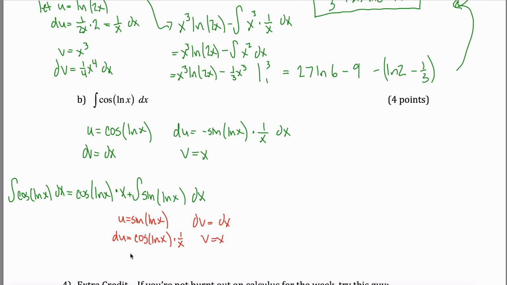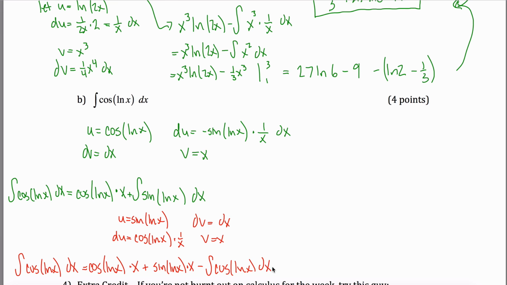So what I can now say is the integral of cosine of natural log of x dx is equal to, just copying everything down, the cosine of the natural log of x times x plus, and then I got to write what this integral is equal to. Well, I can figure out this integral using integration by parts. It's this u times this v. So, I don't know, sine of natural log of x times x minus the integral of v du. But if I multiply the two of these guys together, what would happen is this 1 over x and this x would cancel. And so I would get the cosine of the natural log of x dx.